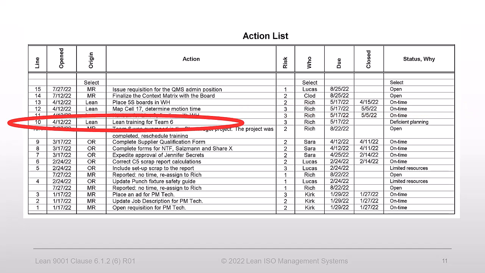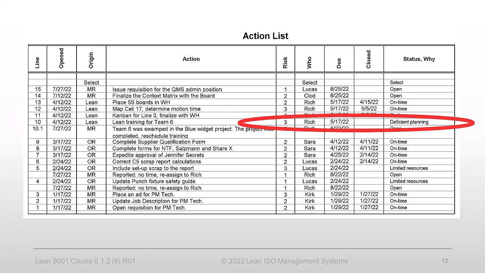The third scenario is an interesting one and deserves discussion. Our lean group documented in line 10 a task to provide lean training to Team 6 with the assigned target date. The task could not be completed on time. So what do most companies do? Right. They reassign the target date, the owner, or both, and go on. If we follow this practice, we will lose the history of the performance of our action process. We will not know that a delay occurred, and most importantly, why the action was delayed.